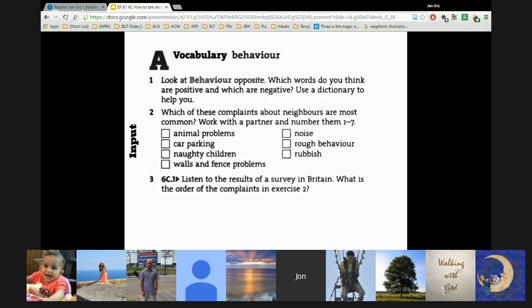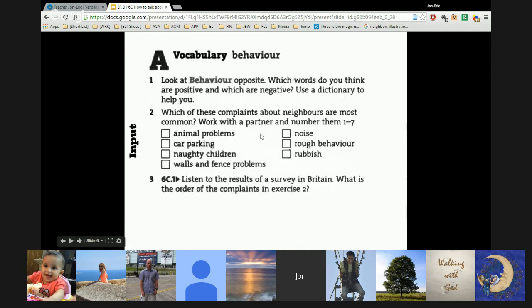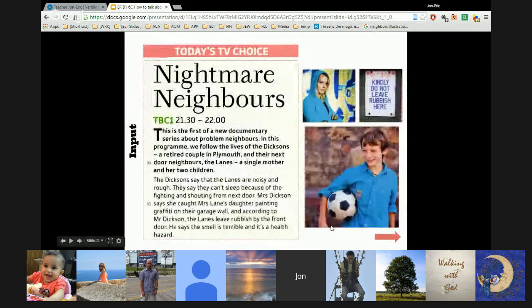So listen, we talked a little bit about problems with neighbors. I want you to take a look at language we can use to talk about these things. So here, exercise 4 says, read "Nightmare Neighbors." What do you think the people are in the photos? Let's take a look. I'm going to go to the beginning. Did I read that wrong? It says who, sorry, who, not what. Who do you think the people are in the photos?